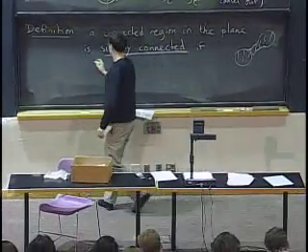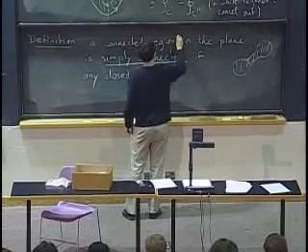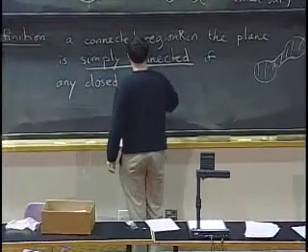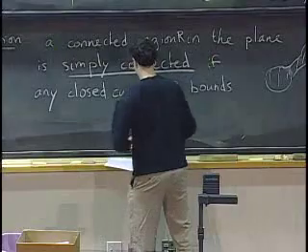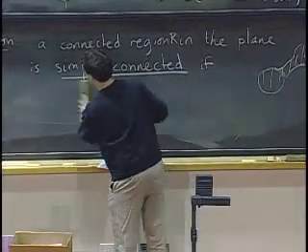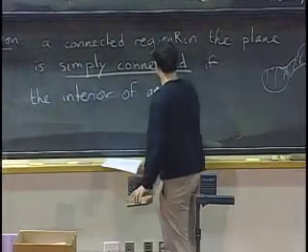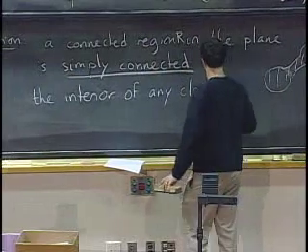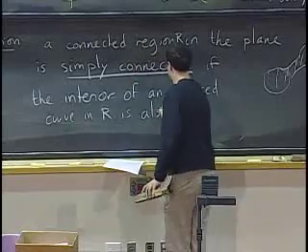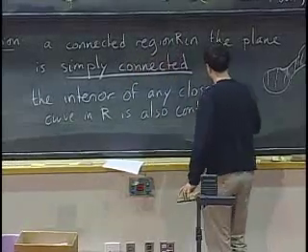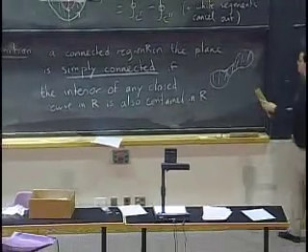if any closed curve in it, okay, so I need to give a name to my region, let's say R, any closed curve in R bounds, no, sorry, if the interior of any closed curve in R is also contained in R. So concretely, what does that mean? That means the region R does not have any holes inside it.